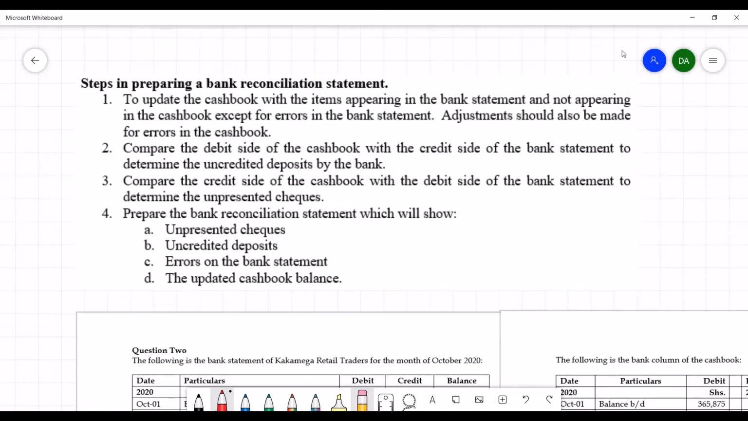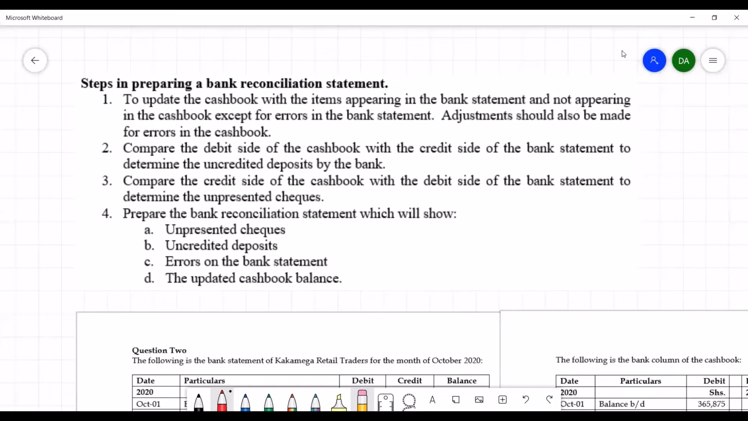Now, we have learned about the items that are appearing in the cash book and not in the bank statement, and the items appearing in the bank statement and not in the cash book. Whereas some items appear in the bank statement, it means the bank has recorded them, but the business has not recorded them in the cash book. Therefore, they need to be recorded in the cash book appropriately, and also adjustments should be made for errors which have been made in the cash book. Secondly, compare the debit side of the cash book with the credit side of the bank statement to determine uncredited deposits by the bank.